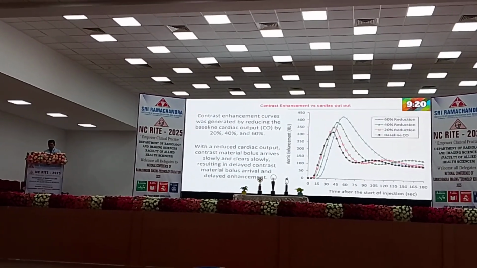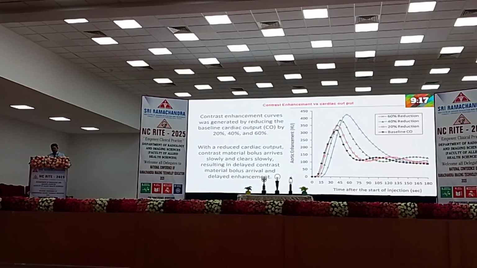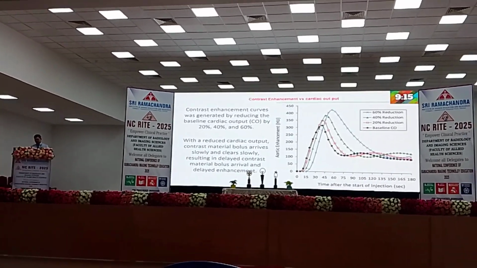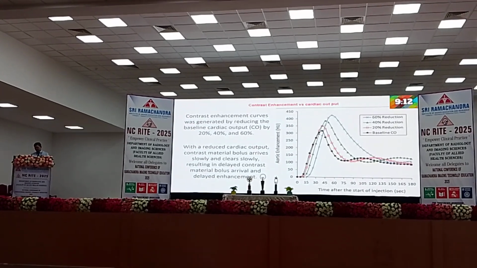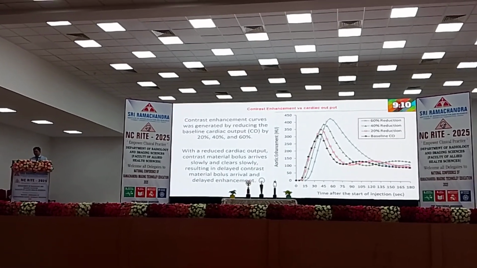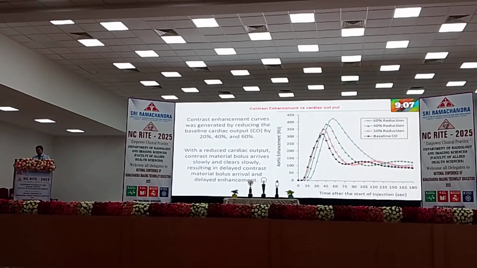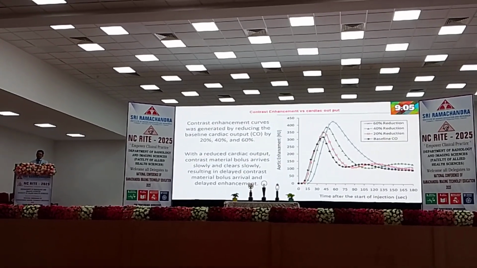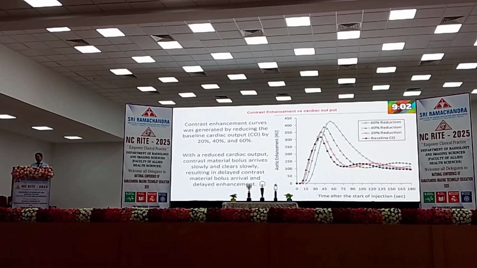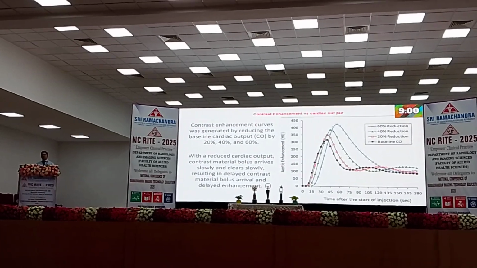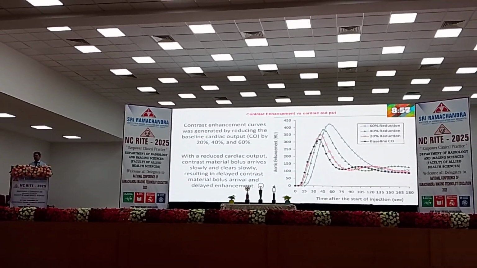We can see, in case the baseline cardiac output, the contrast enhancement, if it is at 300, right? If the cardiac output is reduced by 60%, you can see the topmost curve here, and it was between 400 and 450. It means, whenever the file comes to your department, you must open the file and you should see the ejection fraction report, the area in the echocardiography, you should see ejection fraction.